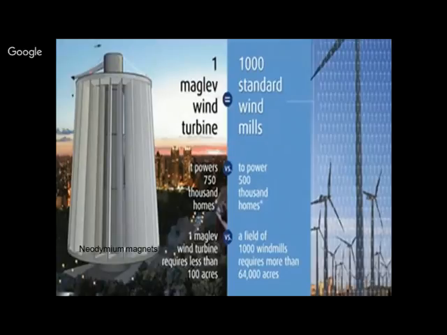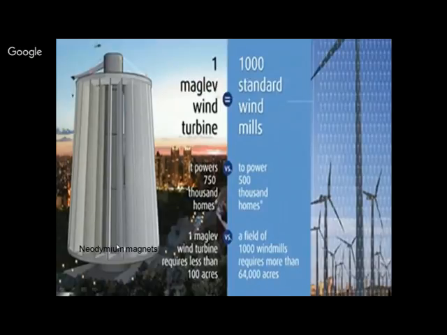So we were just talking, one windmill can give maximum of 5 megawatts. In case if we take 1 megawatt, you think, 1000 megawatts is equivalent to one magnetic levitation wind turbine. So this magnetic levitation wind turbine uses 100 acres. The windmills we have seen here, the other conventional ones, take around 64,000 acres.